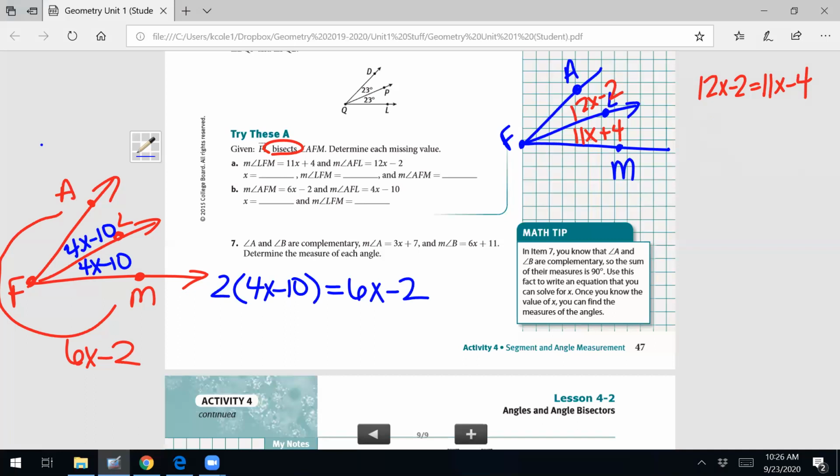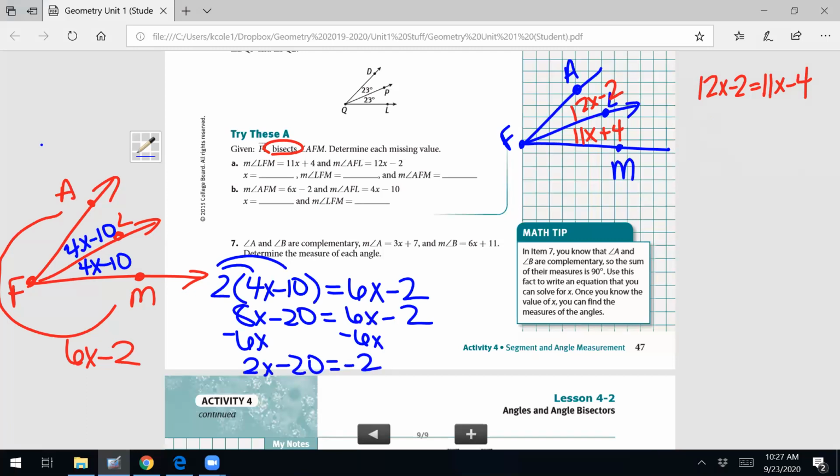From there, you're just solving it out. So you've got 8x minus 20 equals 6x minus 2. We subtract 6x. 2x minus 20 equals negative 2. Add 20. 2x equals 18. Divide by 2. X equals 9. So we were able to get x equals 9.